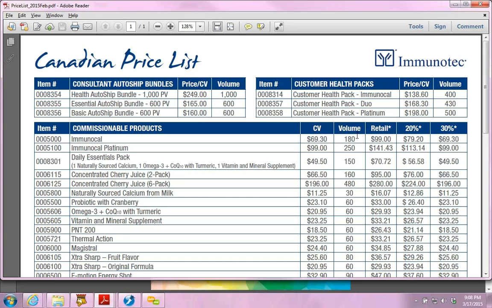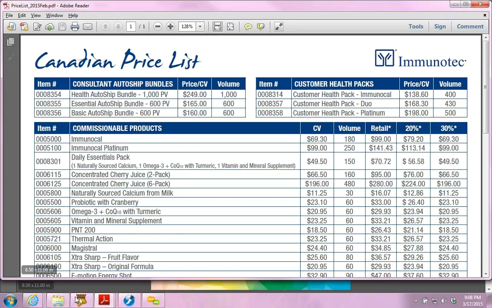And you can see that every product has a volume number, and it doesn't apparently have any relation to the price. I mean, it's more or less the bigger ones have bigger prices and bigger volume numbers, but there's no real mathematical correlation necessarily. The thing you want to understand is, what you see here, Immunocal has a volume of 180 points, and Immunocal Platinum has a volume of 250 points. That's probably enough for now.